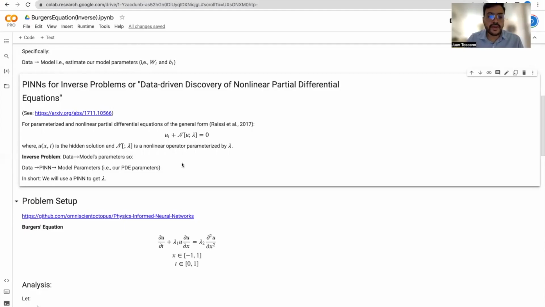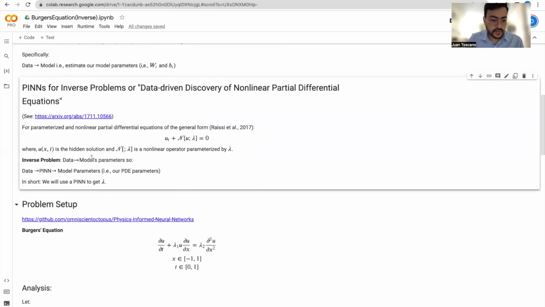Let's recall that a physics-informed neural network works with partial differential equations, and that partial differential equations are essentially models. And those models have parameters. We will call those parameters lambda. In this kind of inverse problem, we'll have some data, which will be the solution of our partial differential equation, and we will use a physics-informed neural network to estimate our partial differential equation parameters.